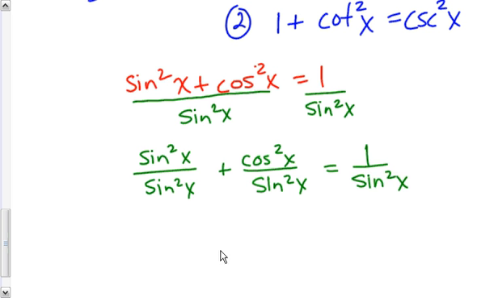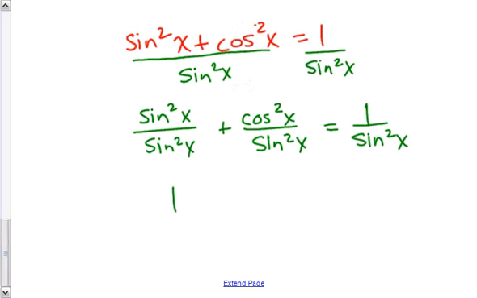Everybody following what I've done? I'm following just regular algebra. Y'all been using it forever. What is sine squared over sine squared equal to? 1. What is cosine over sine equal to? And because it's squared, this is cotangent squared of x. And 1 over sine is a reciprocal of what? Cosecant. And it is squared as well.